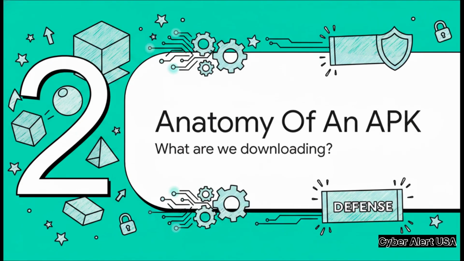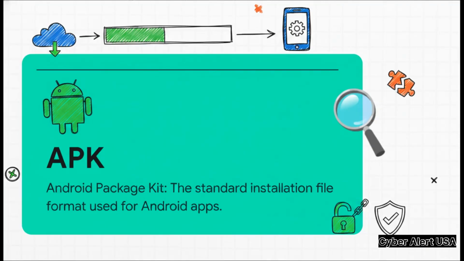Moving right along to Section 2, Anatomy of an APK. What are we actually downloading? Okay, the absolutely crucial point here is understanding this simple acronym. APK stands for Android Package Kit. Very simply, it's the standard installation file format used for distributing and installing Android applications. If you've ever used a Windows computer and downloaded a .exe file to install a software program, well, an APK is the exact same concept, just built for the Android operating system.